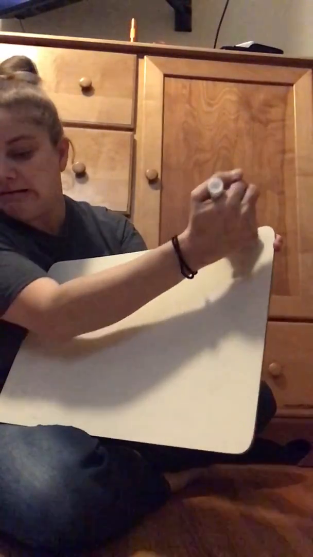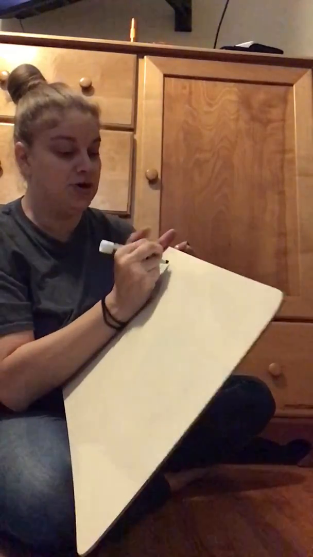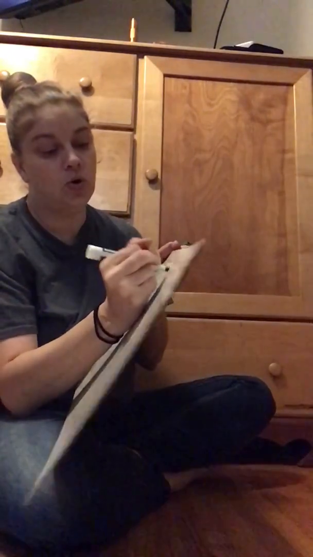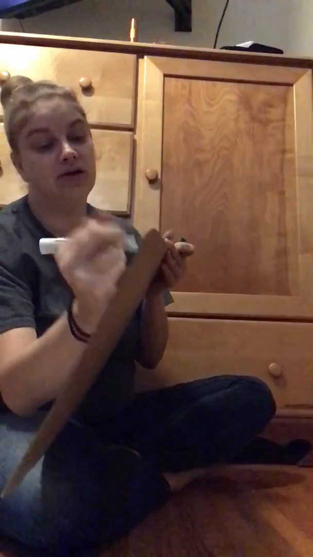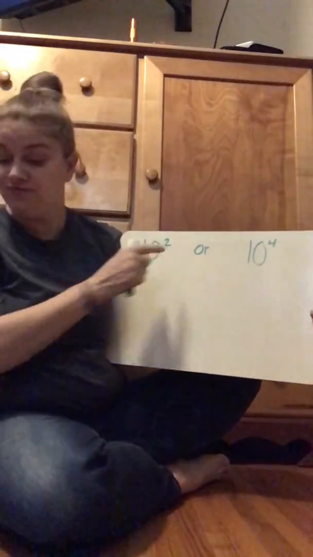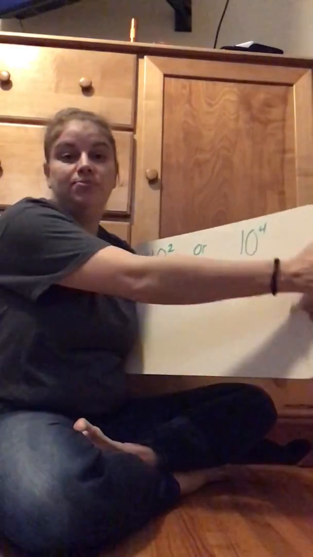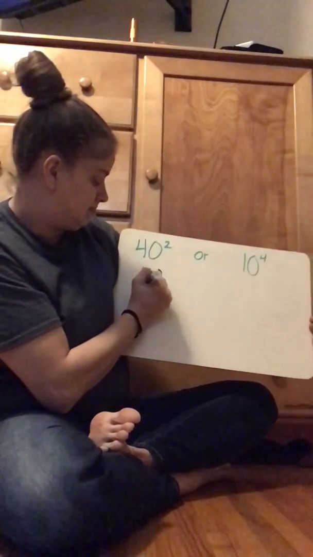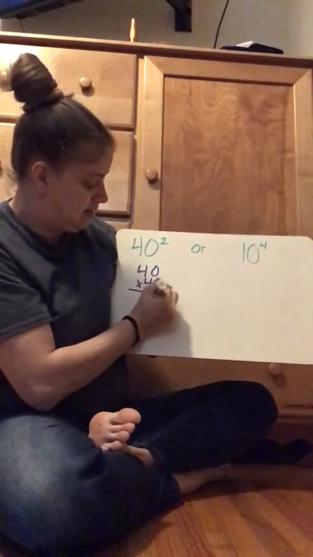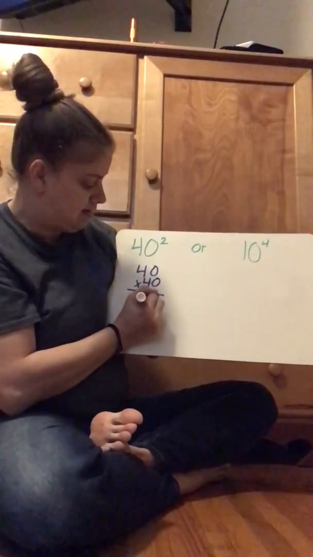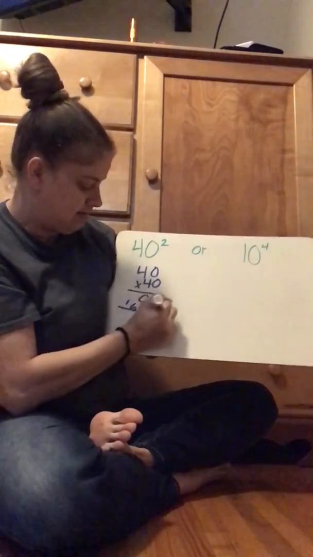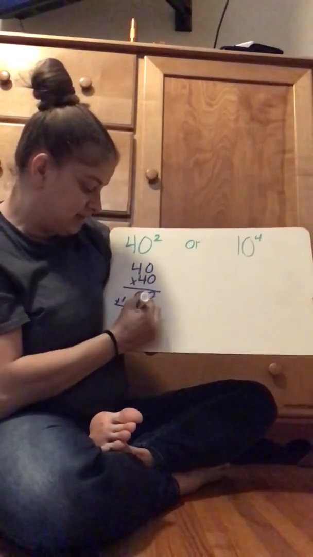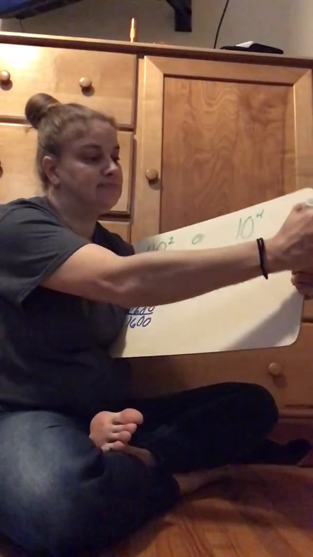Next one, 2B, we have 40 to the power of 2 or 10 to the power of 4. Again, this is not 40 times 2. It would be 40 times 40. So that is 1,600.